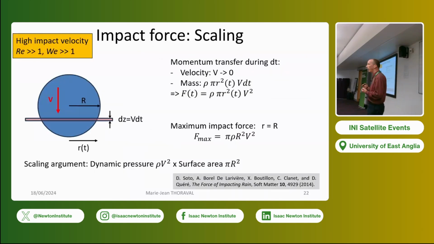You can understand this as a transfer of momentum. And if you do this transfer of momentum, you get a scaling of the maximum impact force as the density times the radius squared times the velocity squared. You can get a simple understanding of the scaling with scaling arguments, that is simply the multiplication of the dynamic pressure by the surface area, where you have a maximum when the area is reaching the center. So this is how you obtain the scaling for a full drop.